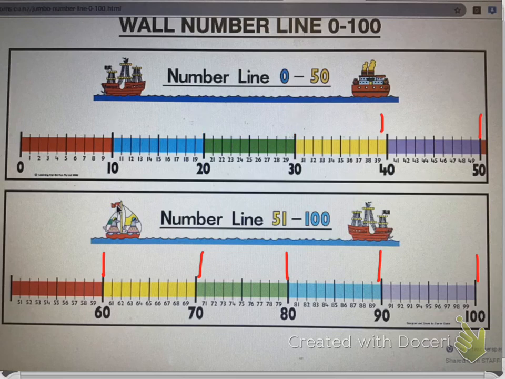Let me take away our marks. And here we go. Okay, ready? We're going to count by multiples of 10. 0, 10, 20, 30, 40, 50, 60, 70, 80, 90, 100. Very good job. You just learned your multiples of 10.